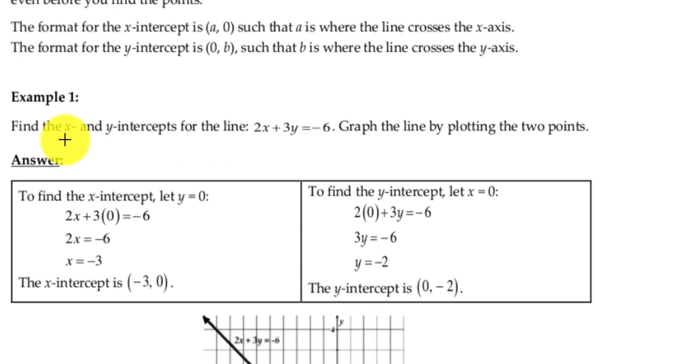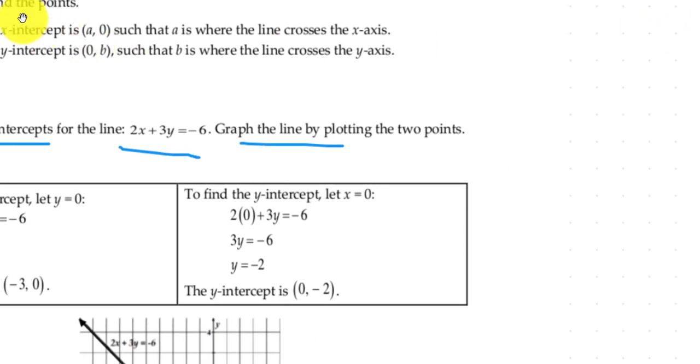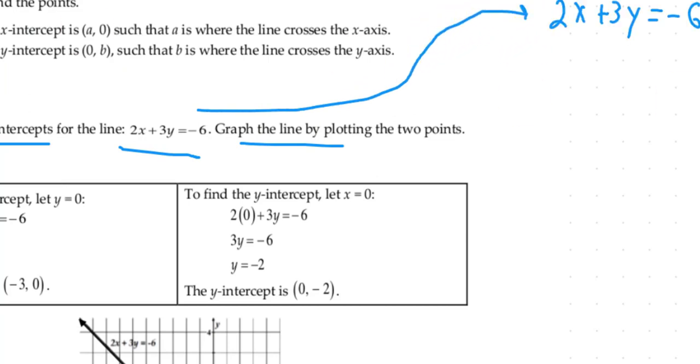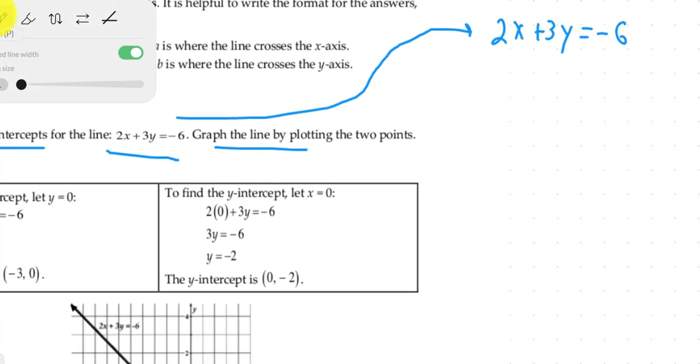It says find the x and y intercepts for the line 2x plus 3y equals -6, and then graph the line by plotting these 2 points. So I'm going to rewrite this problem over here. Okay, so it looks like this.